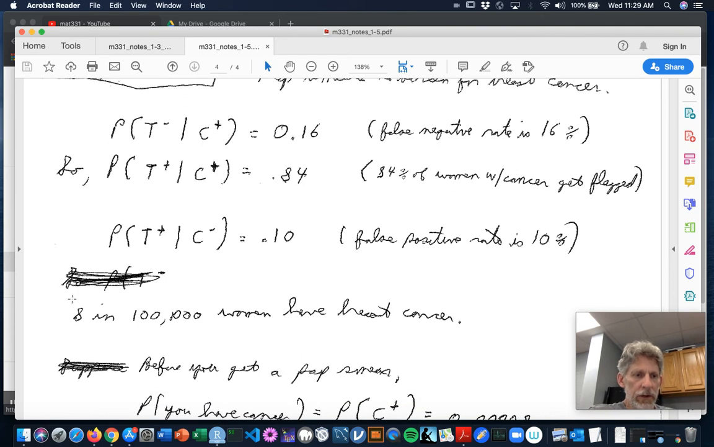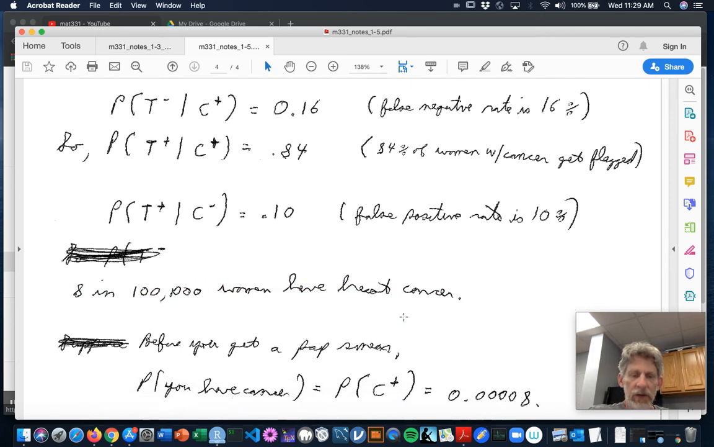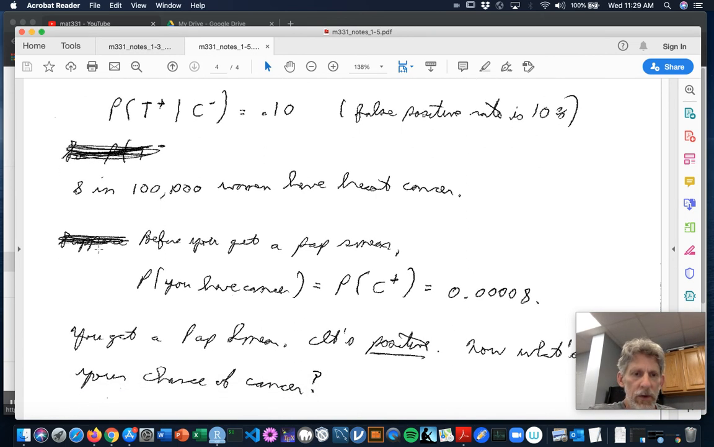Another fact is that about 8 out of every 100,000 adult women have breast cancer. So say you're a random adult woman planning to go in for a pap smear, and you don't know anything about yourself in terms of whether you have cancer or not. Before you get the pap smear, your estimate of the chances that you've got breast cancer, P of C plus, would be 8 divided by 100,000, which is 0.00008.